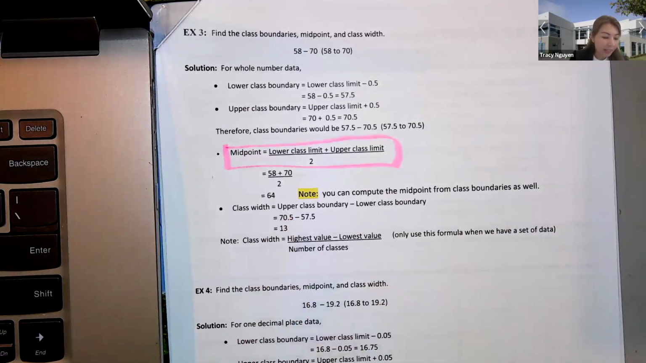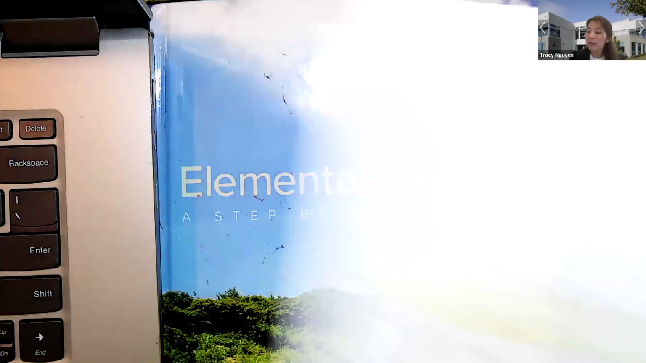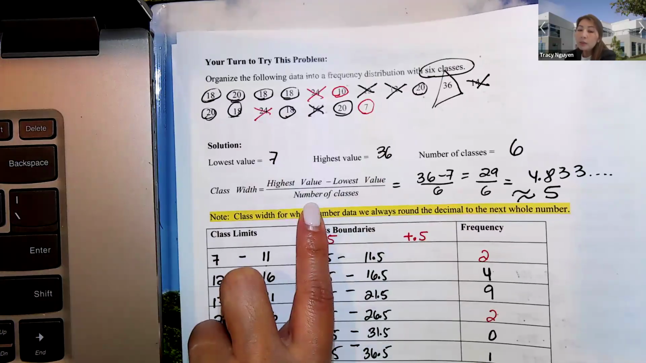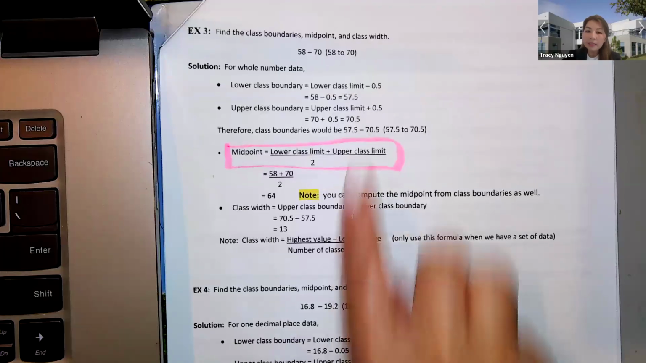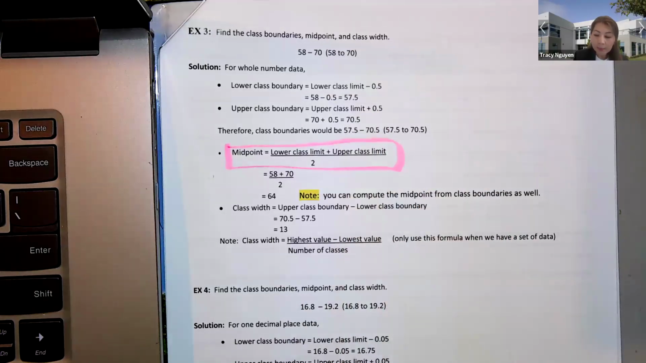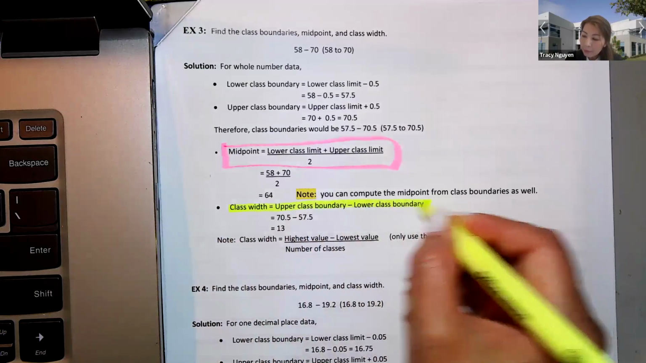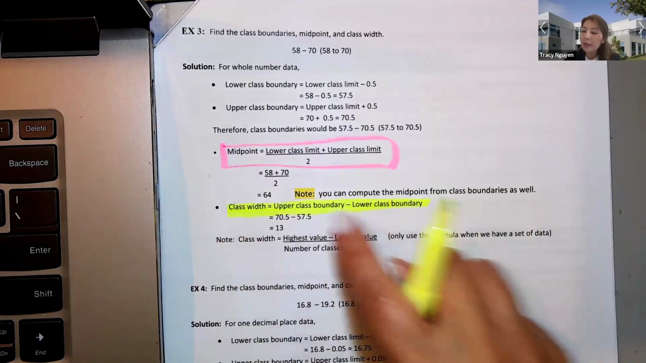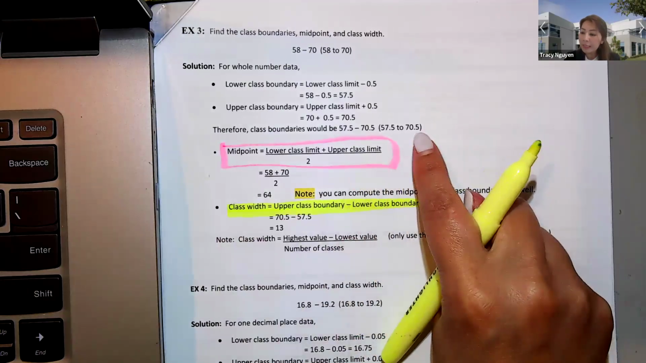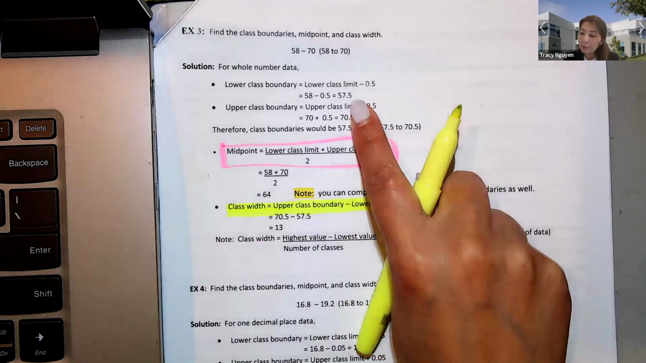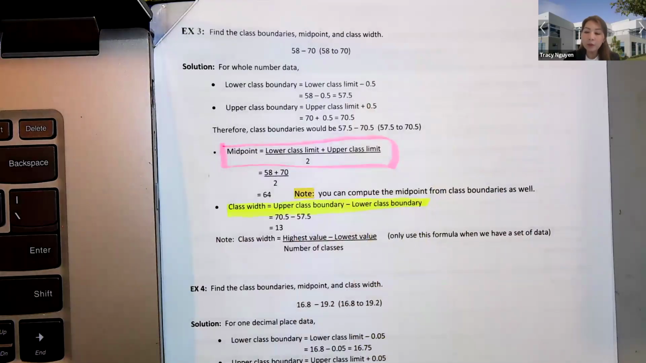Now, how to find the class width? Well, when we have a set of raw data, we use this formula to find the class width. But when we're given just one class limit, then this is what you do. You take the upper class boundary minus the lower class boundary. So the upper class boundary we found is 70.5 minus the lower class boundary of 57.5. So the width comes out to 13.